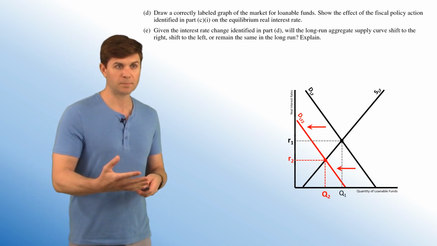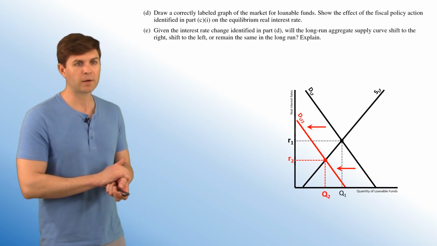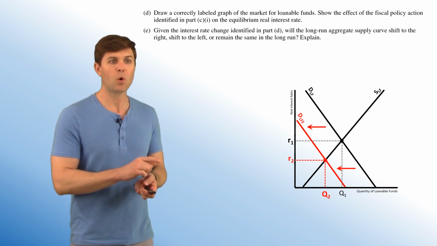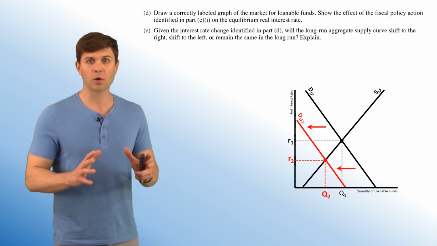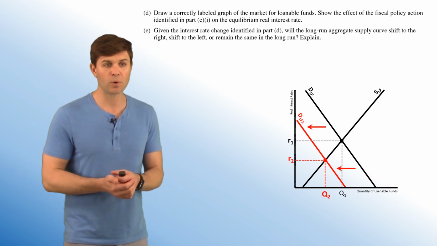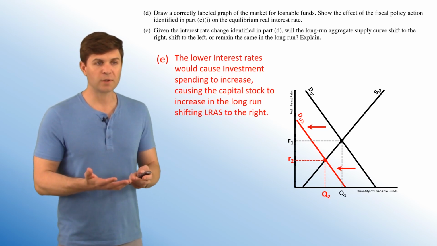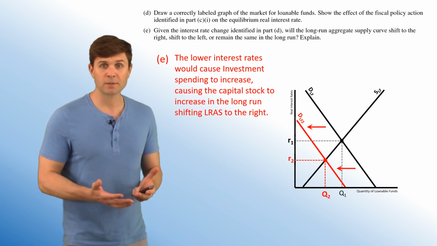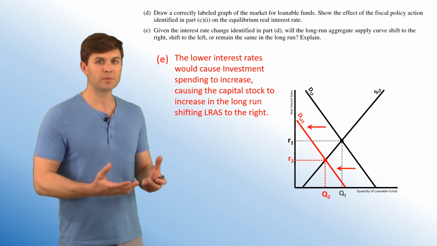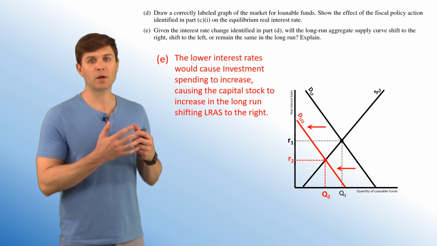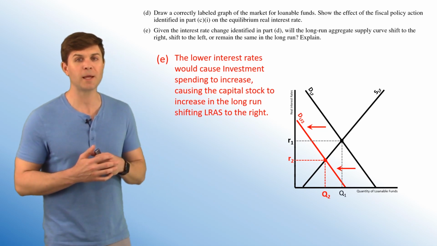Now the next question says, given the interest rate change identified in Part D, will the long-run aggregate supply curve shift to the right, left, or remain the same in the long run? And explain. So this has to do with the long-run impact in the concept of economic growth. When interest rates drop, investment spending is going to increase. As investment spending increases, the capital stock is going to increase as well. When our capital stock increases, that means that there's going to be economic growth and potential GDP will shift to the right. Long-run aggregate supply will shift to the right.